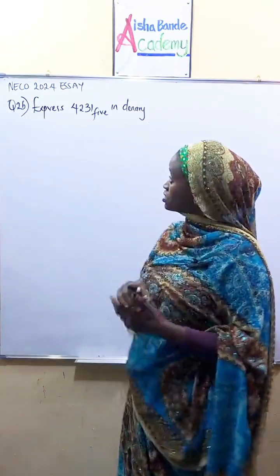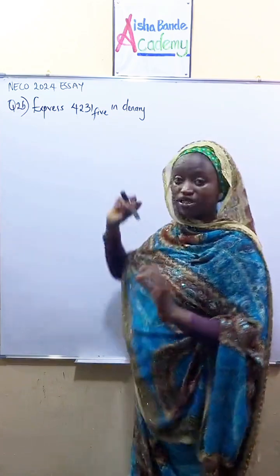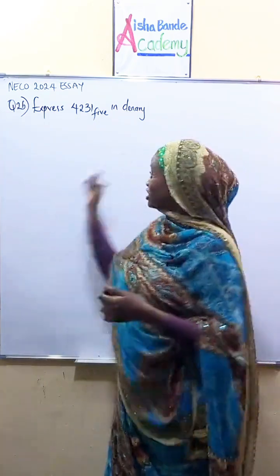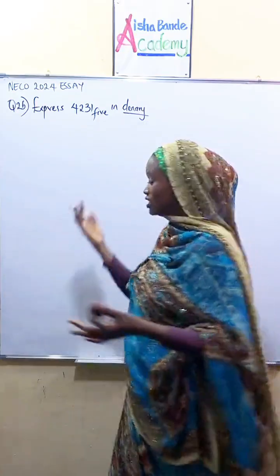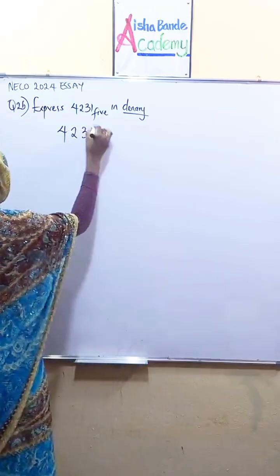The question reads, this is question 2b, which reads: express 4231 in base 5 in binary. So when you hear the word binary, this simply means you're converting to base 10. So let's begin. All we need to do is to bring out the figures, which is 4231.